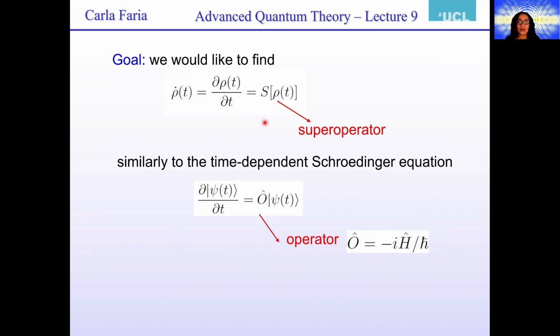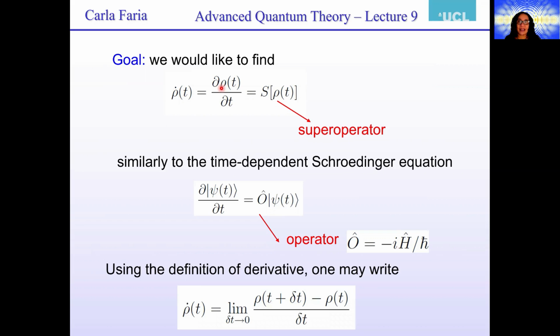And what we would really like to do is to find something similar, but considering our density operator, which very likely is going to be a reduced density operator, because many times we don't know what our system is going to be. So let's start from the beginning and write rho dot of t, where this is the time derivative. And we know the definition of derivative, right? This is the limit of rho of t plus delta t minus rho of t, over delta t, when delta t goes to 0. So let's write that and analyze it in detail.